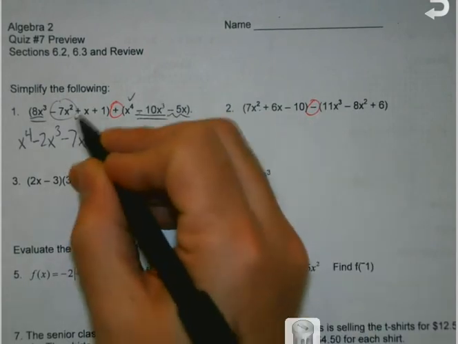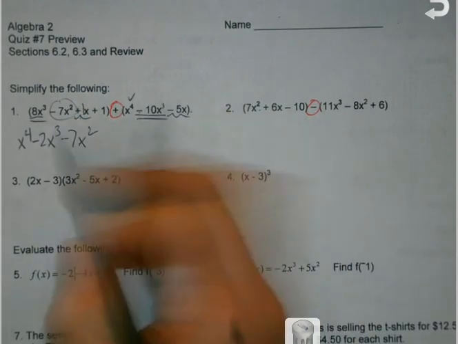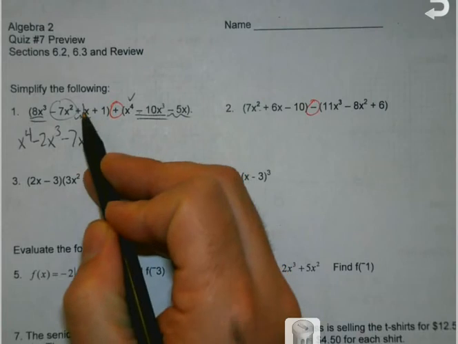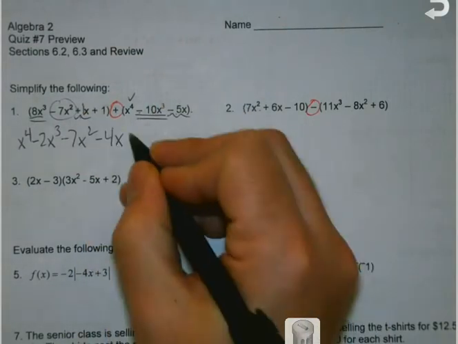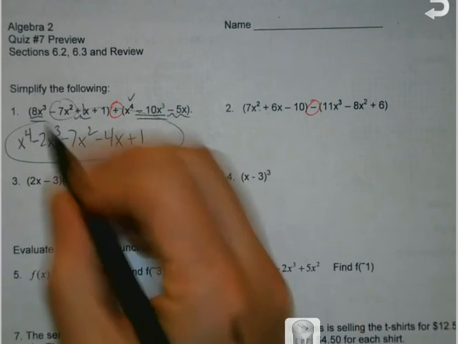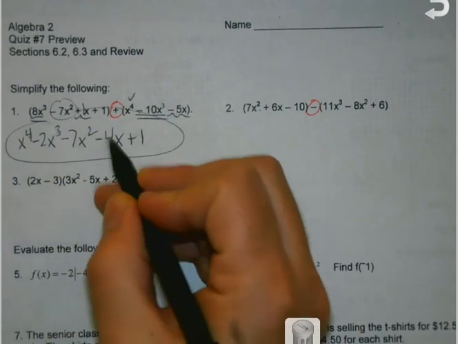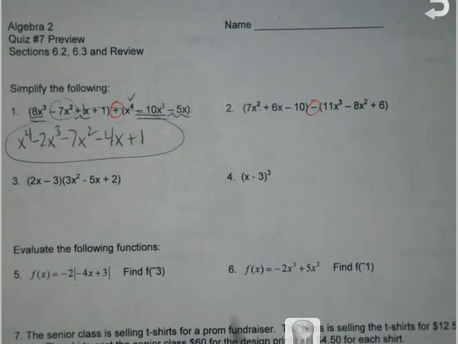Negative 5x, positive 1x. Again, watch the signs. I got a buck, I owe somebody 5, now I only owe 4. And then just a plus 1 for good measure. Biggest degree to smallest, and that's all that I'm doing.